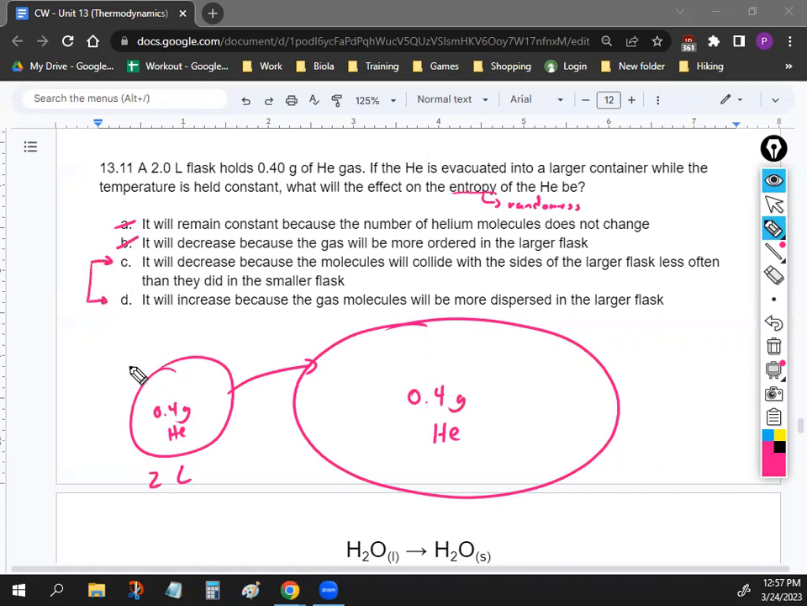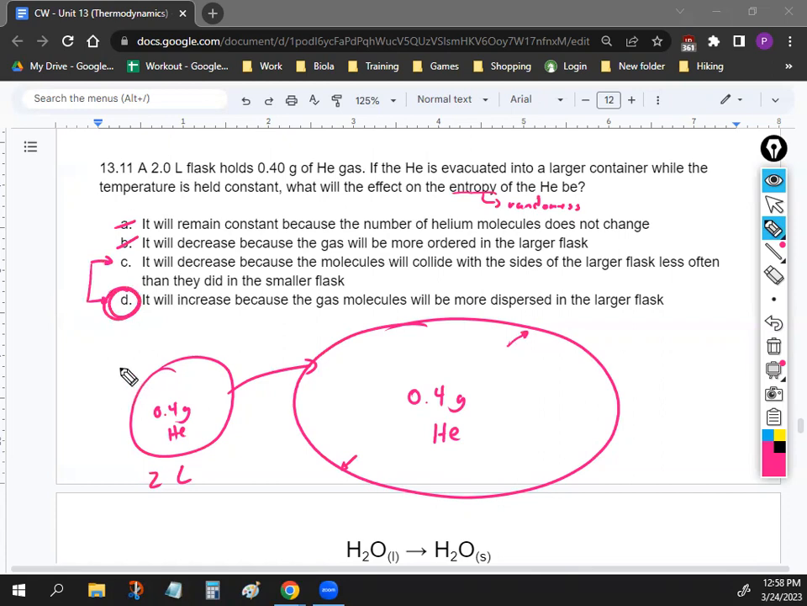But if you take a look at C, it is true that the molecules will collide with the size of the flask less. However, because there is more volume and more space, okay, the gas molecules will be more spread out. And because they're more spread out, the actual entropy is going to increase. Okay, so the answer will be D.